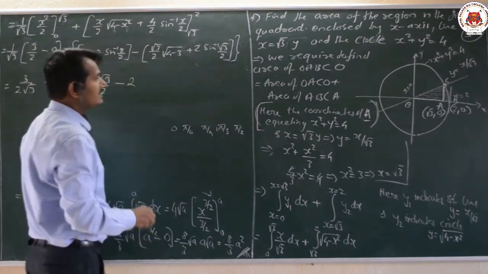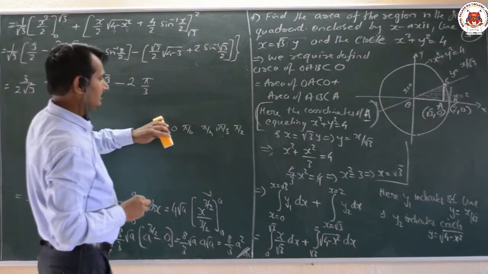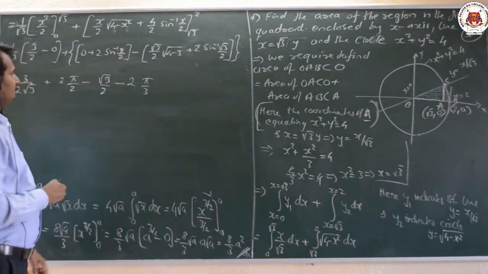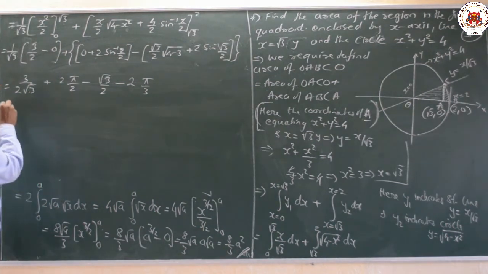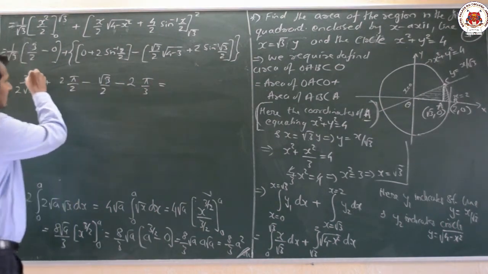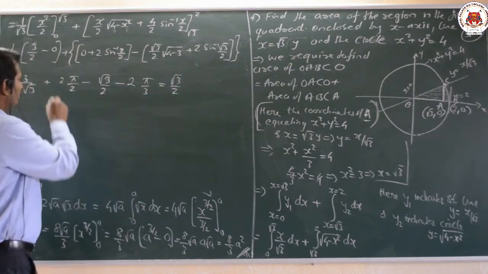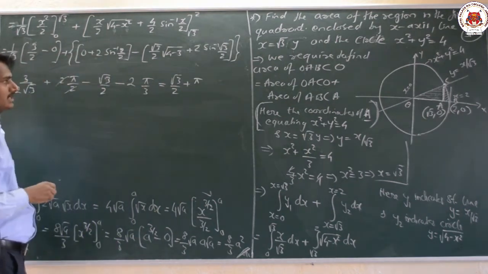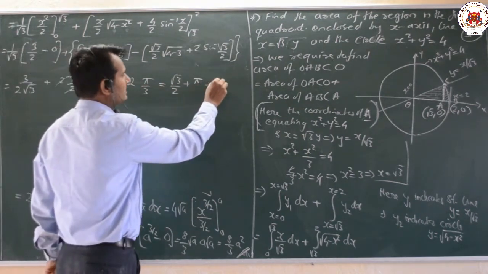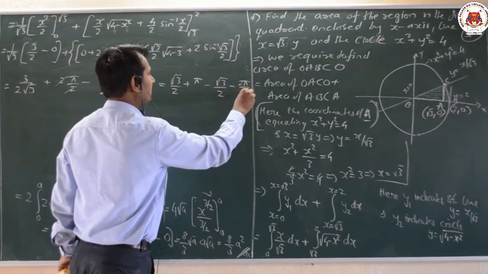The value will be sine of pi by 3. Now the next value, I will equate all these terms. After equating, we can observe that 3 by root 3, the value will be root 3 by 2, plus pi, here the 2 gets eliminated, the remaining part is pi, then minus root 3 by 2, and then minus 2 pi by 3.